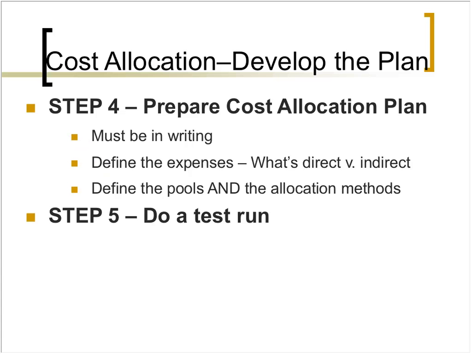Step 5 is do a test run. Once you have your plan all laid out, then go ahead and actually allocate out a month's expenses under your plan to see what the results would be. What this does is allows you to see whether your end result is reasonable or not. If you end up with 99% of your indirect costs charged to one program and 1% charged to 10 other programs, it probably doesn't pass the reasonableness, or what I refer to as the smell test.